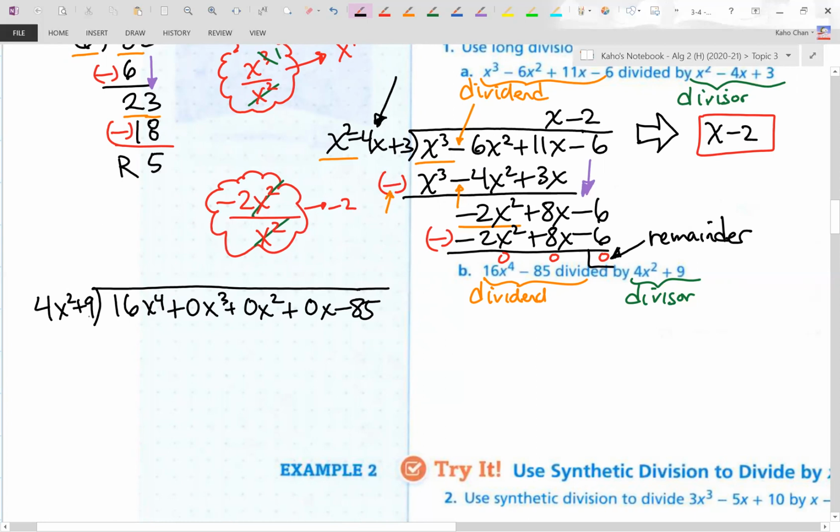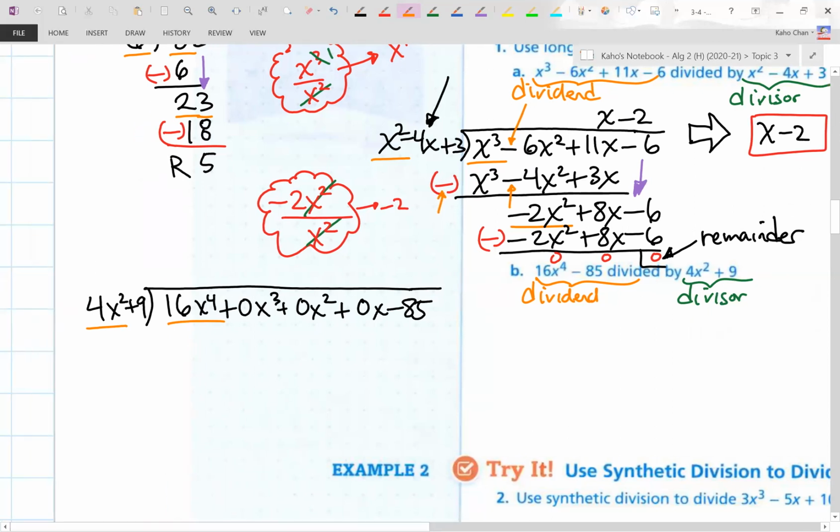Long division. Let's take a look at our leading terms here. We have 4x squared and 16x to the 4th. Now, you can just mentally say to yourself, hey, what times 4 will give me 16? And the answer is 4. And what times x squared will give me x to the 4th? You can also write it out and simplify it off to the side if you need to, or in your head. That's okay too.